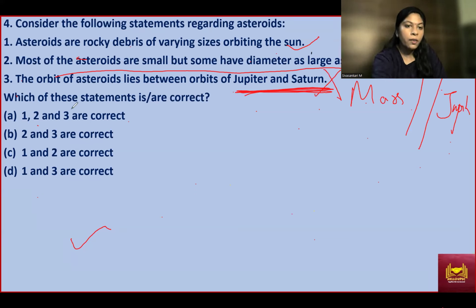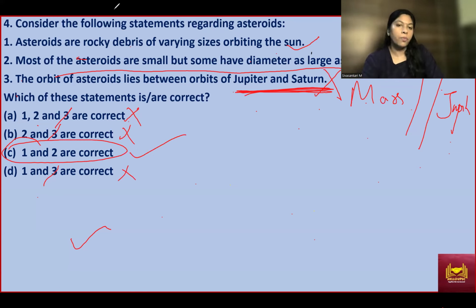Then come to the options. Those with statement 3 are completely wrong options. So 3 is wrong. Then automatically 2 is the right statement only. So 1 and 2 are right. Now go to the next question.